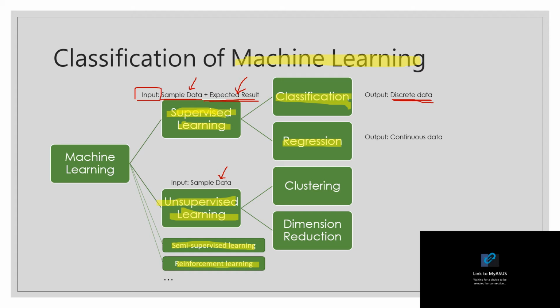So the images: one is $100, another is $50, another is $20, another is $10 notes. Okay, so they are discrete data. They do not have any continuous relationship between each image. So this is called discrete data.